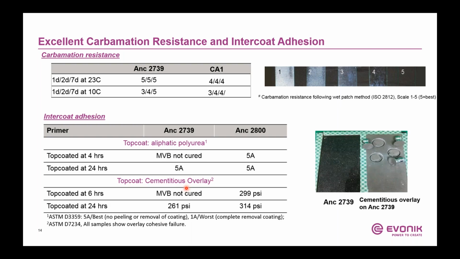And then the picture on the bottom right shows you, again, moisture vapor barrier 2739. You put a cementitious overlay on it, and by Dolly pull testing, you get a very good adhesion of the cementitious overlay to 2739.